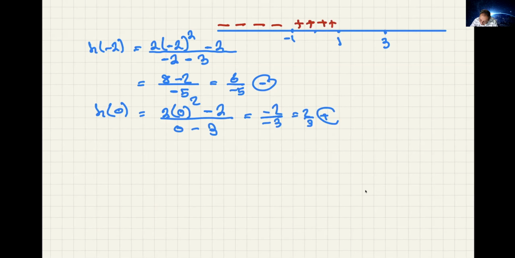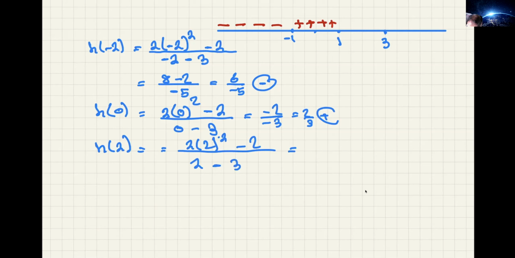From 1 to 3, I will get h of 2. And what should I get here? 2 times 2 squared minus 2 divided by 2 minus 3. So 2 squared is 4, times 2 is 8, minus 2, divided by 2 minus 3, which is -1, which is negative.